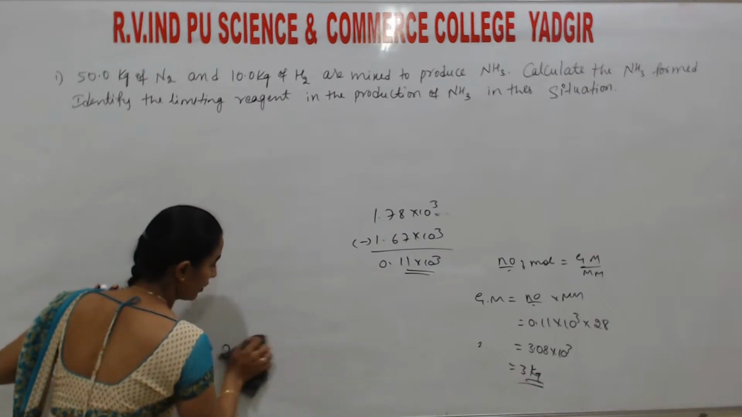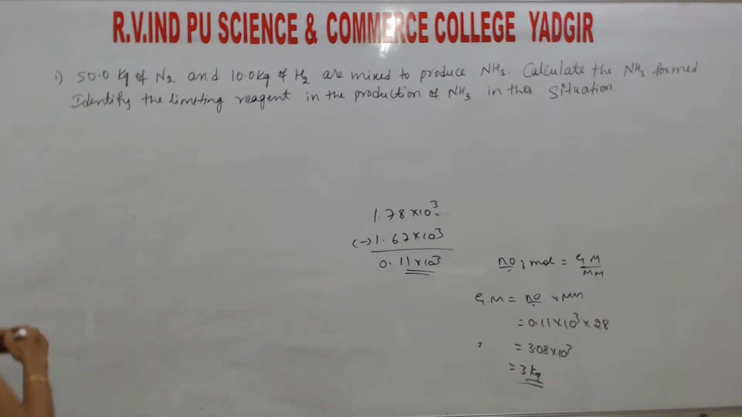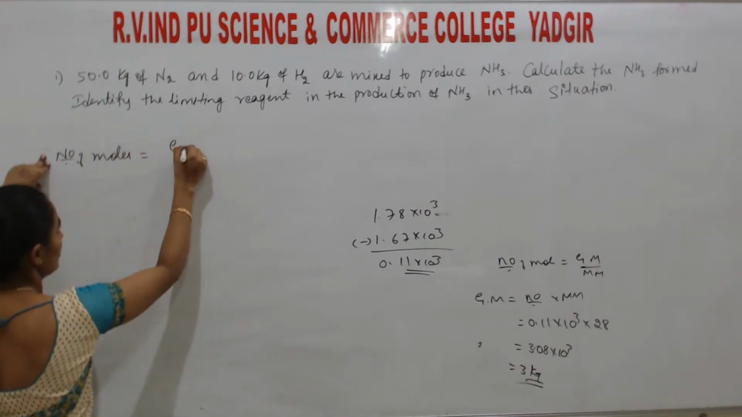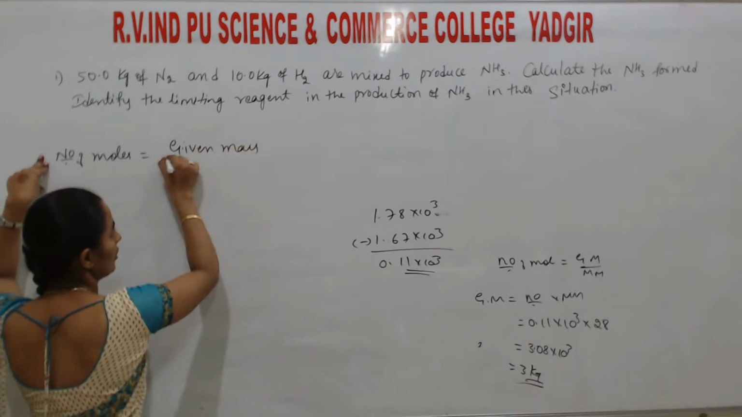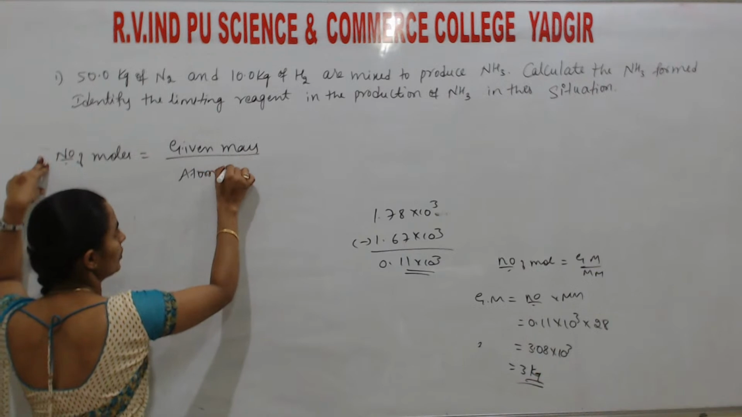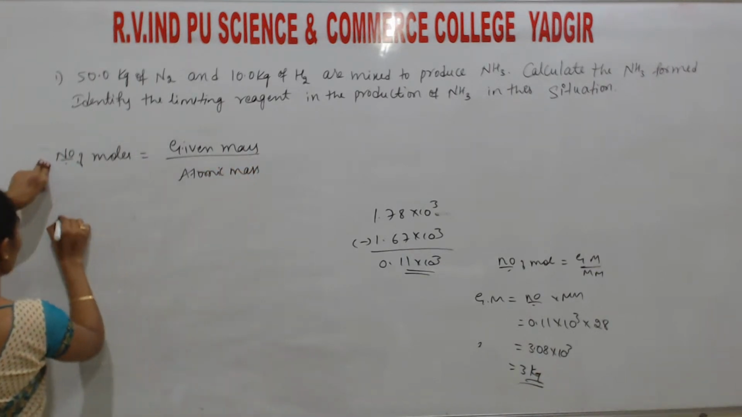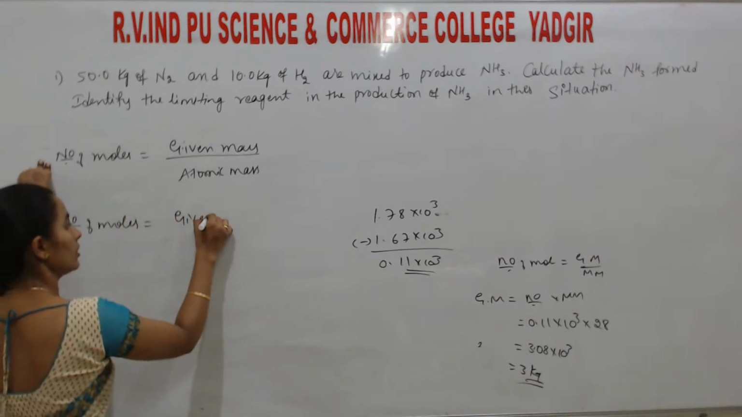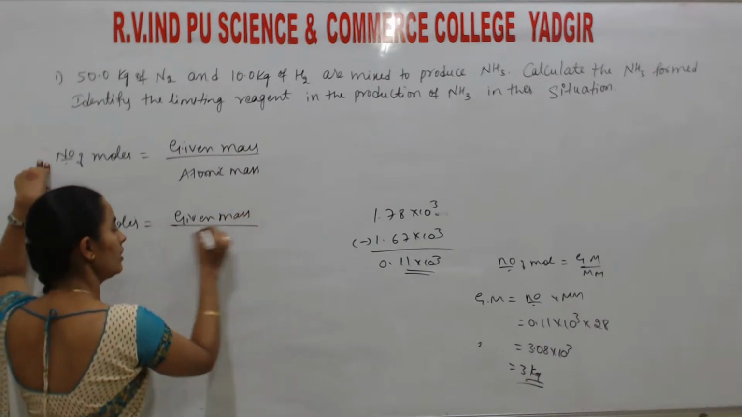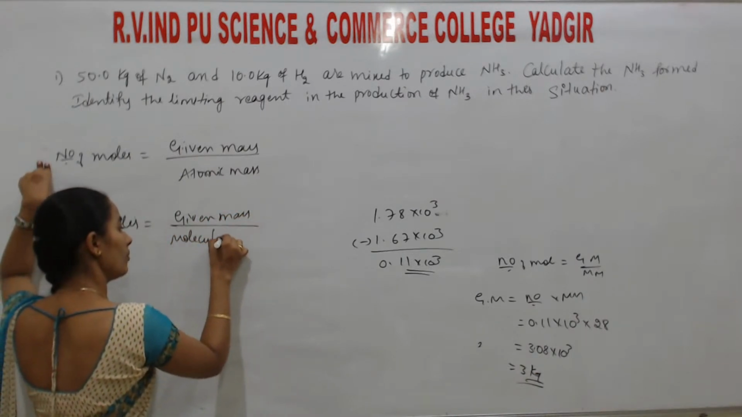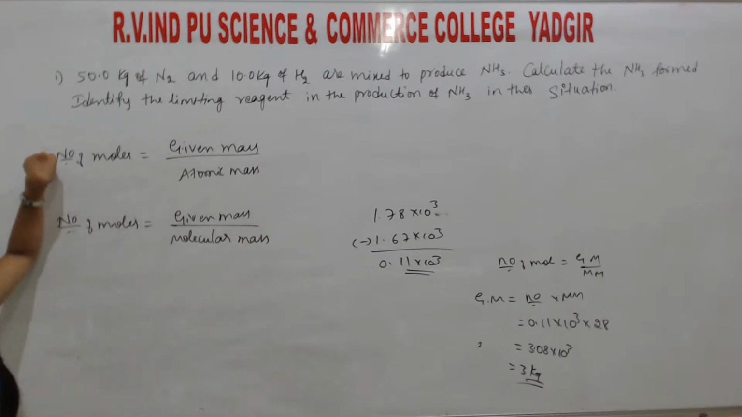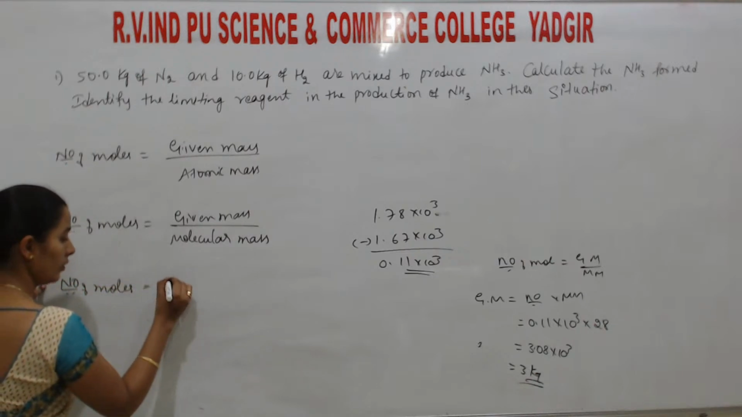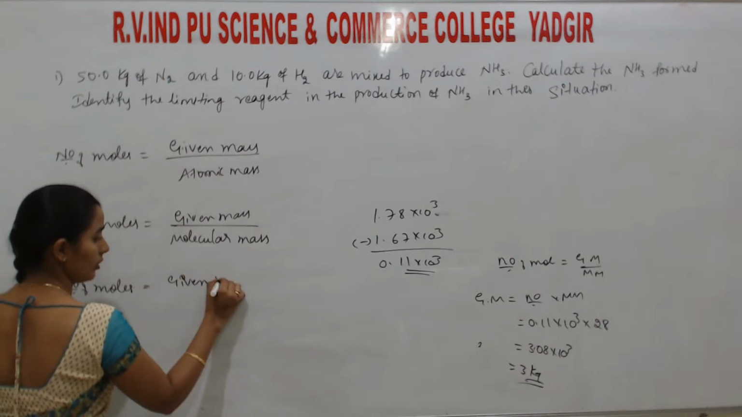Those formulas are important for you and I teach. So listen, number of moles is equal to given mass by atomic mass. First formula. Next, number of moles also equal to given mass by molecular or molar mass.